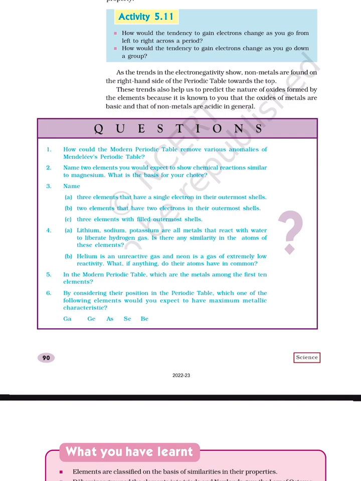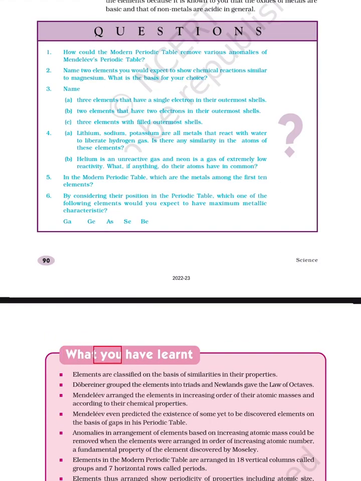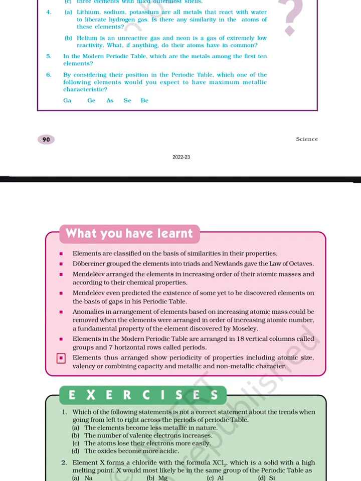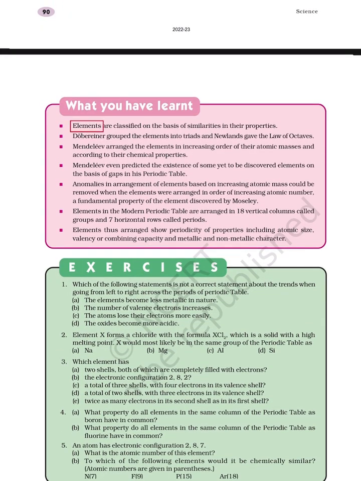90. Science. 2022 to 2023. What you have learned. Elements are classified on the basis of similarities in their properties. Dobereiner grouped the elements into triads and Newlands gave the law of octaves. Mendeleev arranged the elements in increasing order of their atomic masses and according to their chemical properties.